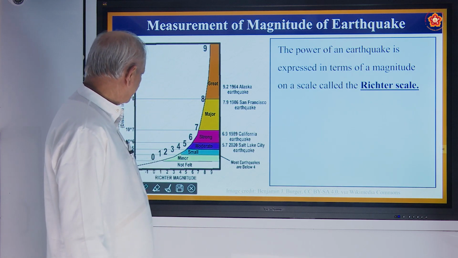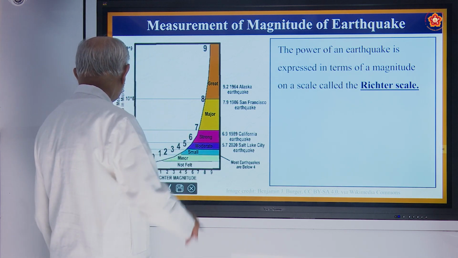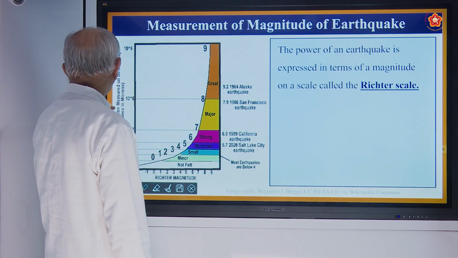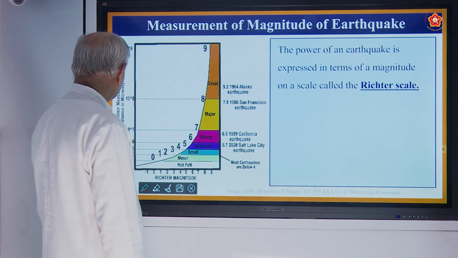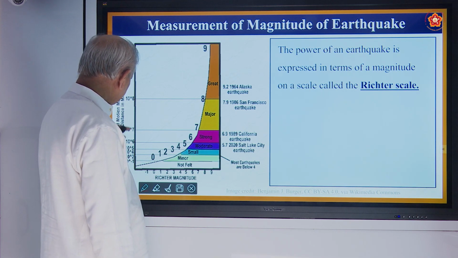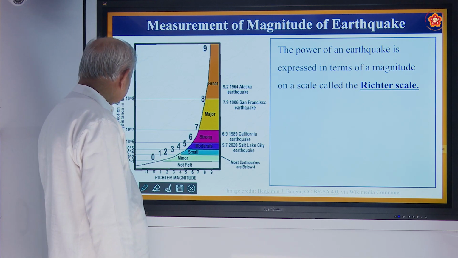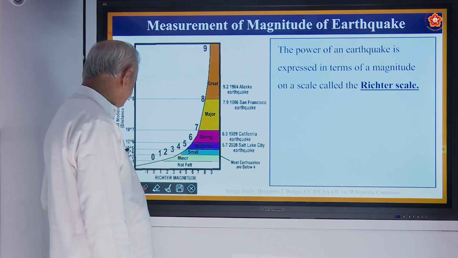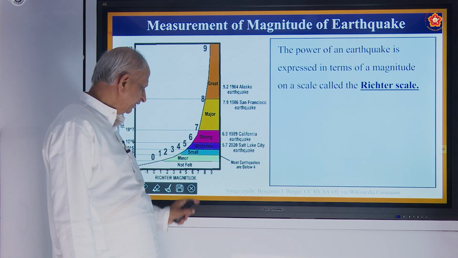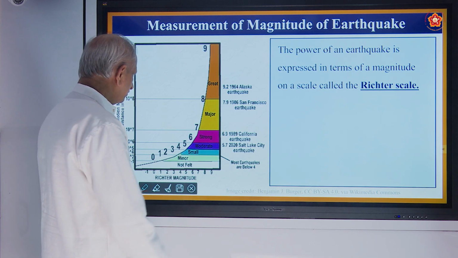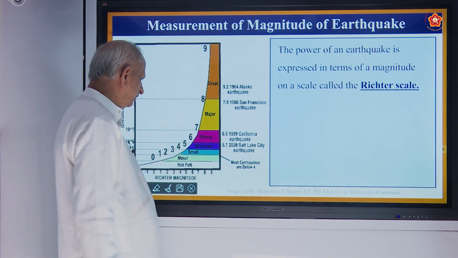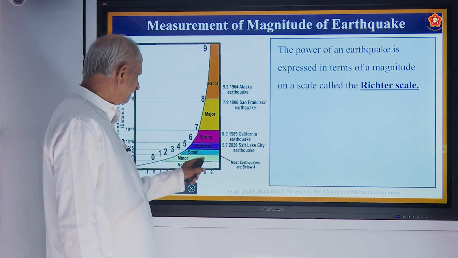For example, this graph, it shows maximum ground motion measured on seismograph. So distance in microns. So this is in microns. So that is on the y-axis, and on the x-axis you have Richter magnitude. So this is called major. The earthquake is Richter scale about 7.8. Then we call it as major.